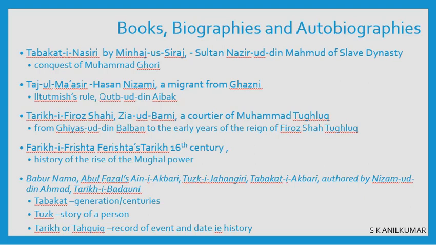Then you have Taj-ul-Maasir. Taj-ul-Maasir was written by Hasan Nizami. He was a migrant from Ghazni. He wrote about Iltutmish's rule and about Qutbuddin Aibak. After Qutbuddin Aibak, you have Iltutmish. After Iltutmish, you have Razia Sultana. During this period, you have Hasan Nizami's books and Minhaj Siraj's books to talk about. That is why we know so much about this slave dynasty.